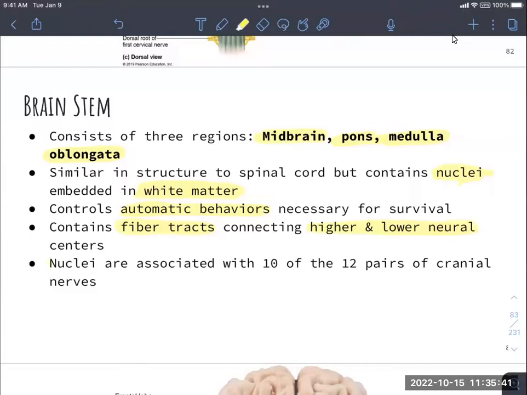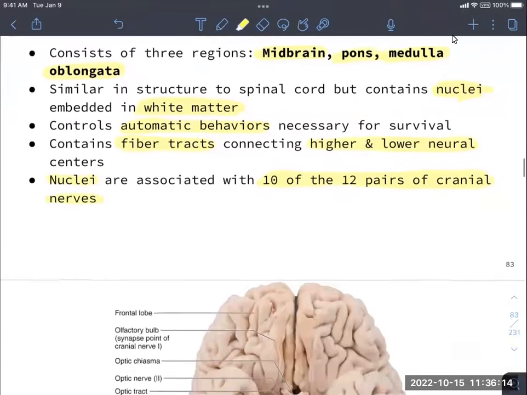We also have those nuclei. We have nuclei that are associated with some of our cranial nerves. Our cranial nerves, we'll go through what each of them are, not in the peripheral nervous system, but our cranial nerves are nerves that come directly off the brain and serve different regions. Most of them go to the head. There's one that is not. But that is what specifically our cranial nerves are.